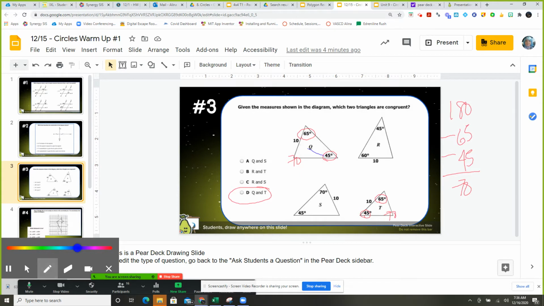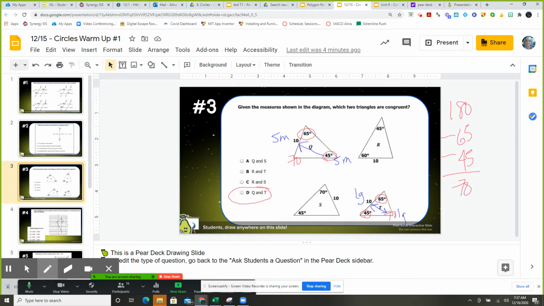If I look to the opposite side, is the 45 the small angle, the medium angle, or the big angle? Small. So that means the 10 is the what side? Is it also the small side? What's the 10 over here? Is it the small, the medium, or the large? Large.